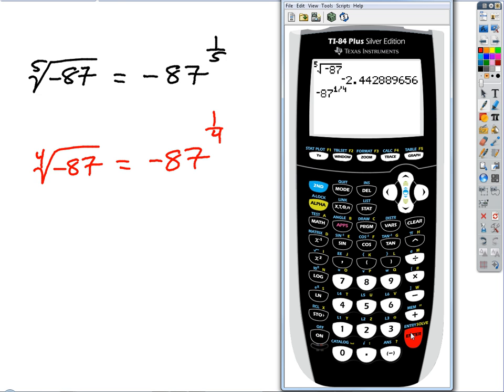Everybody hear this, because this is important. It's much more convenient to use fractional exponents. But when you use fractional exponents, you have to be very careful to always put negative numbers in parentheses. What the calculator did for me was follow order of operations. It took positive 87 to the 1/4.